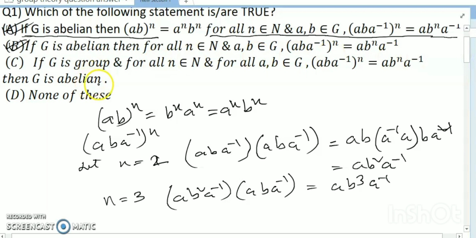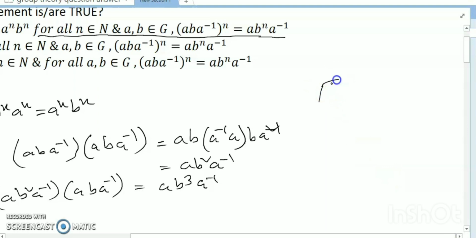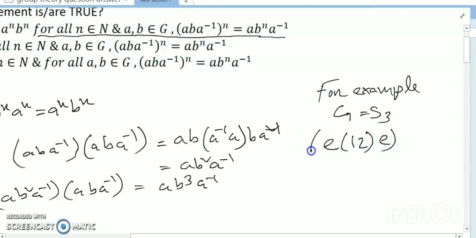Next is: G is a group, for all a, b, (a b a inverse) is equal to (ab) whole to the power n a inverse, then G is abelian. So friends, let's take, for example, G equal to S3. So S3 is equal to G, elements e, (1 2). (1 2) whole square is equal to e.